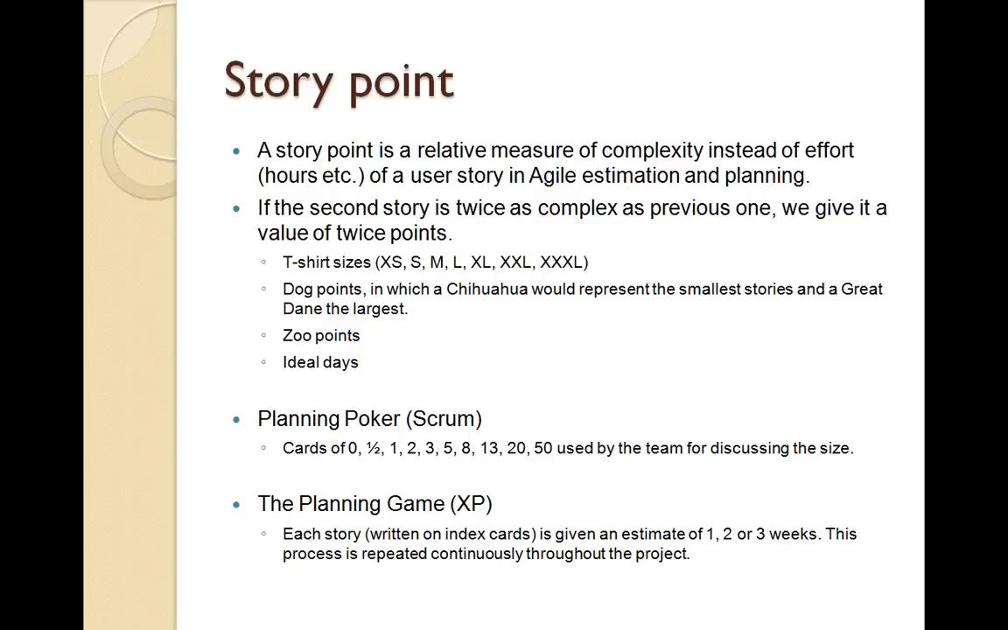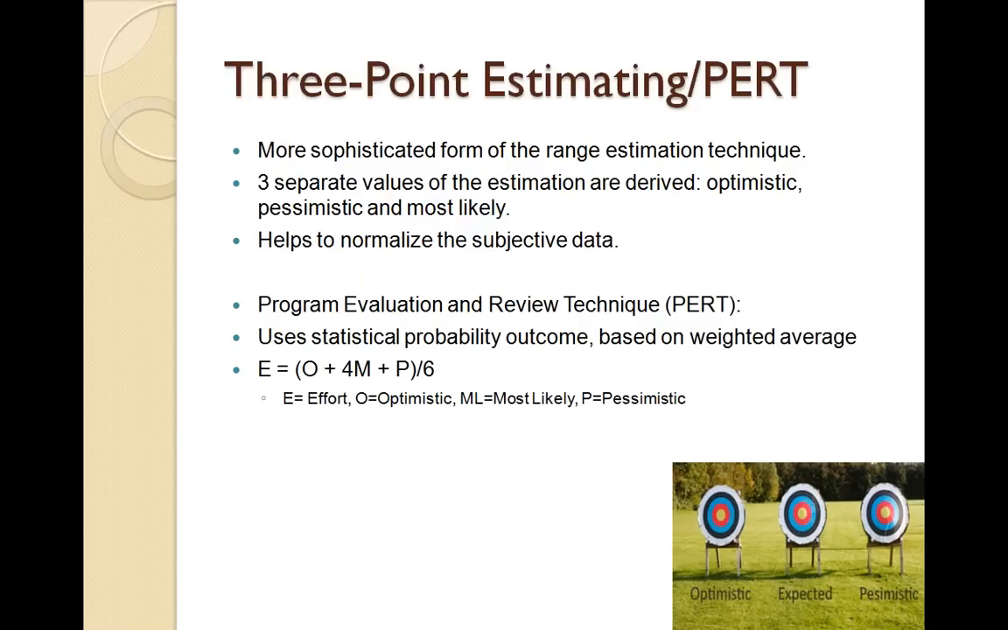Another estimation technique is called 3-point estimating or the PERT technique. It uses 3 separate values for estimation, and they are derived from optimistic, pessimistic, and most likely values. So we try to get someone's opinion. Okay, what is your opinion about having this project completed? What is an optimistic estimation, or what will be the range? Or if I ask you, what is the most pessimistic number that you will give for completing this particular task or this particular story or a requirement?